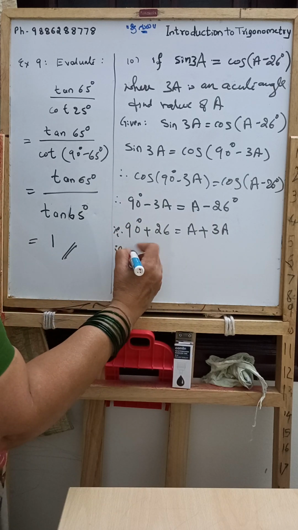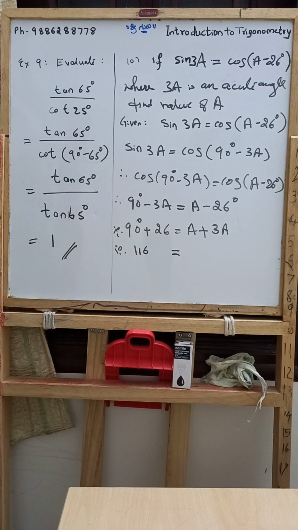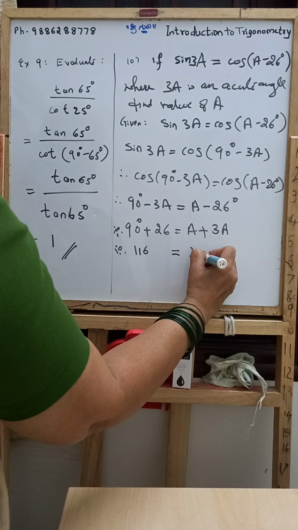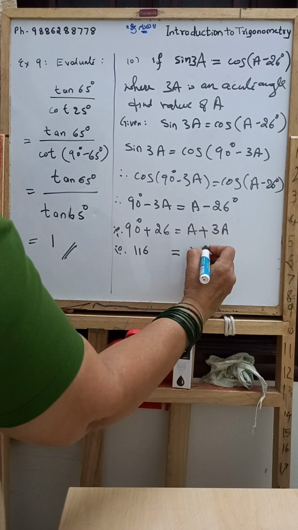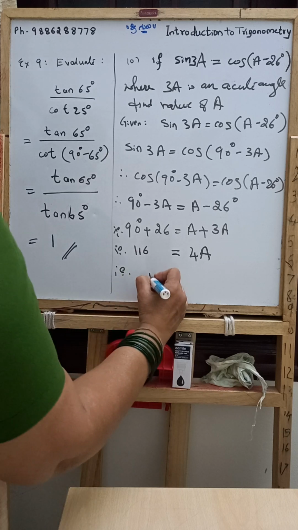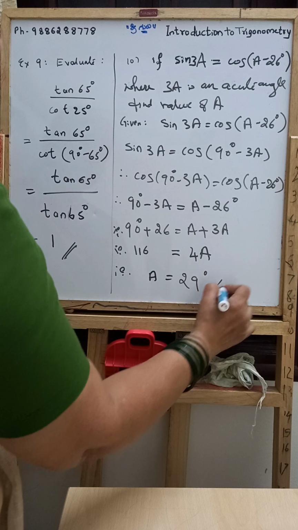That is 116 is equal to 4A. That is A is equal to 29 degrees.